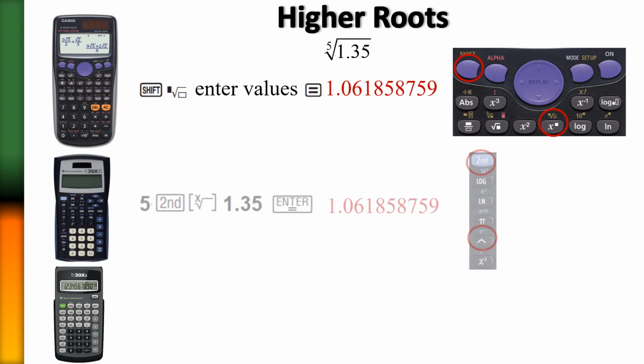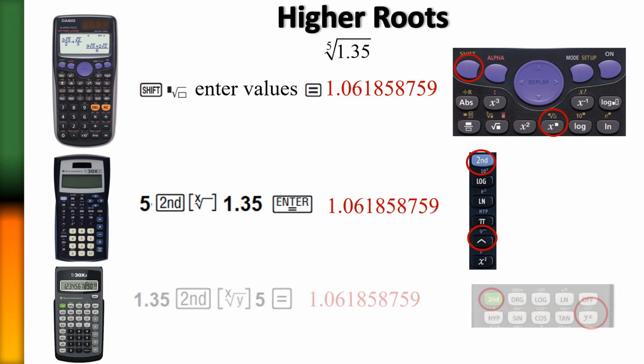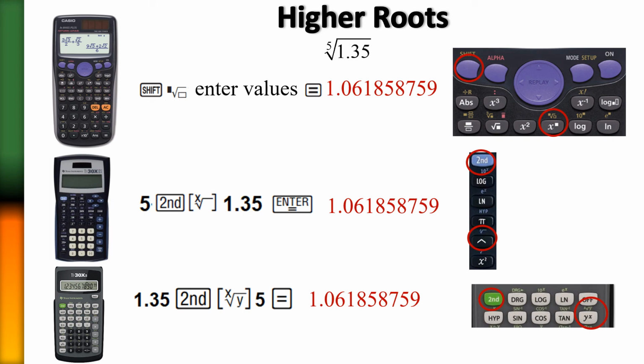For the TI-30X2S series, you're going to press 5 to tell the calculator that you want to do fifth root, then press second, and then again go to that key that has the X as its index, and then press 1.35 and press enter. For the TI-30XA series, you're going to key in the radicand of 1.35, and then second, then locate the radical symbol key with the X as its index. Put in a 5 to tell the calculator that you want to do fifth root, and then press enter.